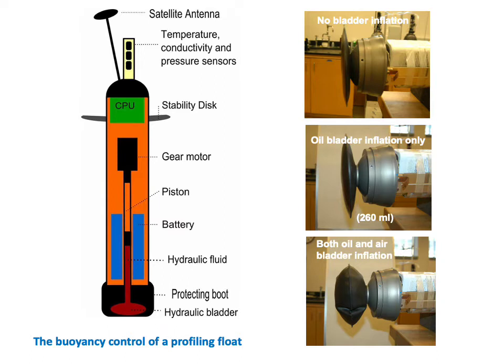In the middle there, I show what happens when the oil bladder is fully inflated. We can get about 260 milliliters of oil in that, which is enough to get it from 2,000 meters to the surface. And then on the bottom is where both the oil and air bladder are inflated. The air bladder is useful very close to the surface to make sure that the antenna on the float is well out of the water so it can transmit to the satellite, but it only is effective very close to the sea surface.